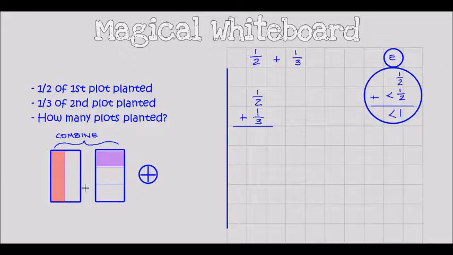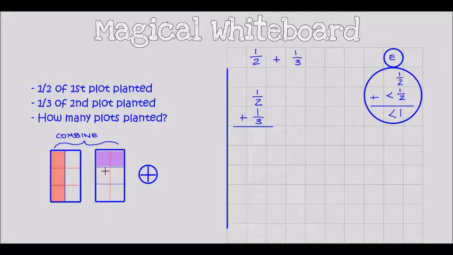A really nice trick is to look at the 2 pictures. You see how this one's split in half this way? Well, I'm going to split this one in half the same way. And you see how this one's split in thirds going this way? Well, I'm going to split this one in thirds doing the same thing. Now both pictures have 6 parts to them, and now we can talk.